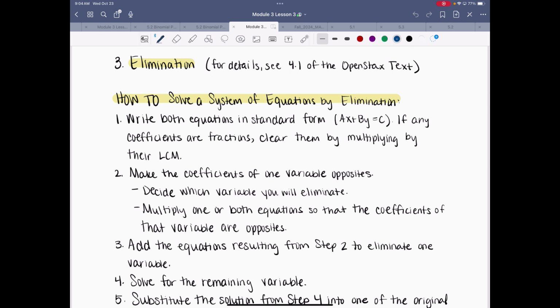Step 3. Add the two equations. By adding the equations, one variable will cancel out, leaving you with an equation in only one variable, either x or y. Solve this equation for the remaining variable.